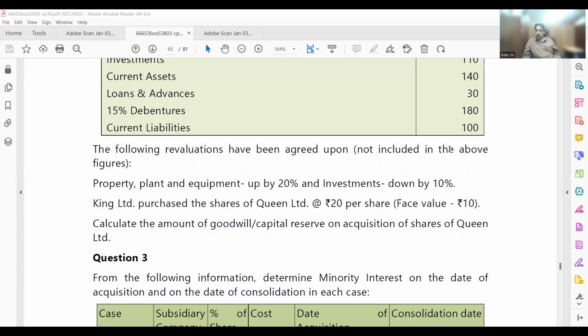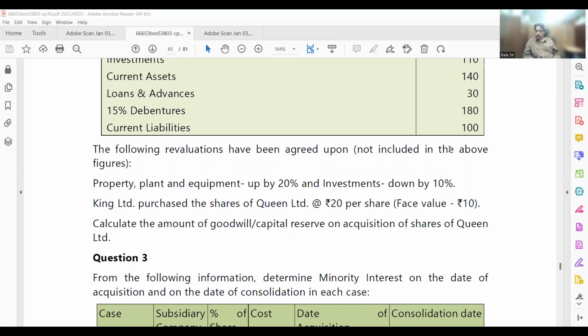So what is the amount given in the question? 240. So add another 20%, that is 48. In all 288 lakh. Next, investments down by 10%. So what is investment? 110. So 10% down is 11 lakh, so 99.